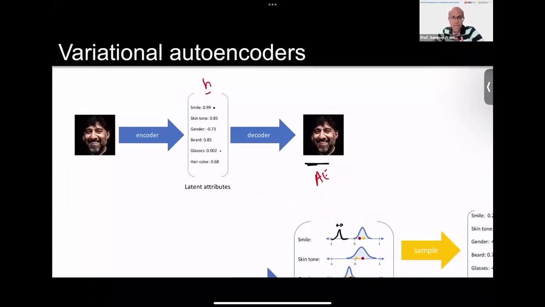Keep in mind that the H vector will not be interpretable in general, but this is for the sake of understanding that if we feed in this image, these latent attributes could resemble smile, skin tone, gender, beard, etc. And those are some numbers associated with that. Now, once it takes that as an input, the decoder is going to reproduce this.